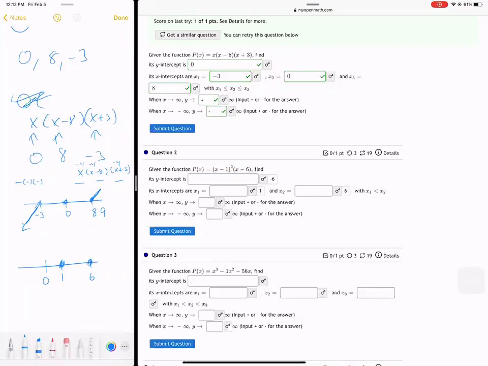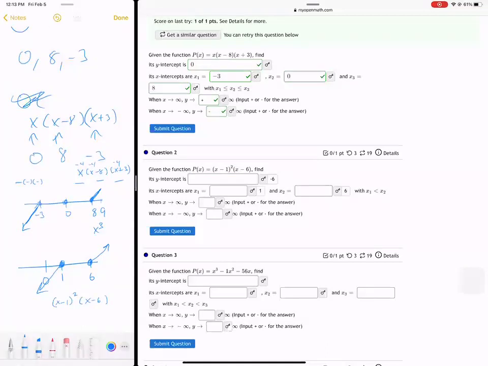So I'm going to help you graph this one. We know that x times x times x is x cubed. So positive, positive, positive stays positive forever. Negative, negative, negative stays negative forever. If you're not sure, take a look here. I want to show you guys that you can do this actually algebraically.